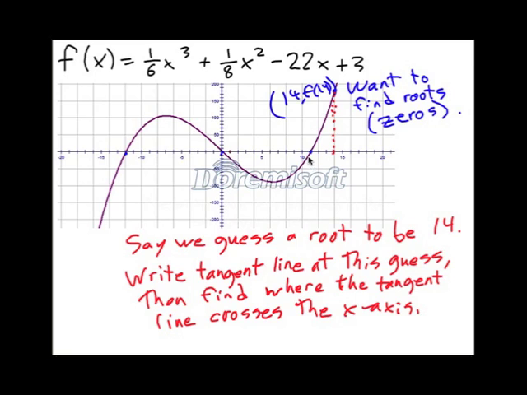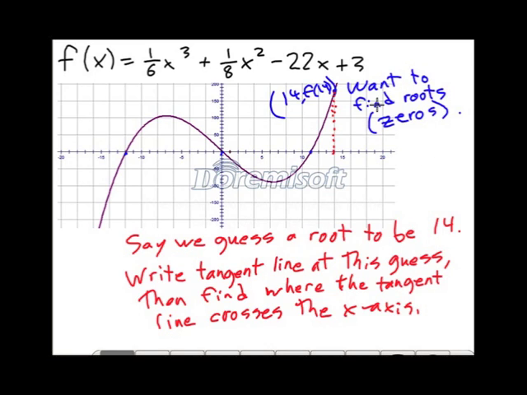Here's the graph, and we're interested in finding where it crosses the x-axis. We can see visually there's 3 points. And let's consider, for example, if we thought a root was around 14. Maybe that was our initial guess.